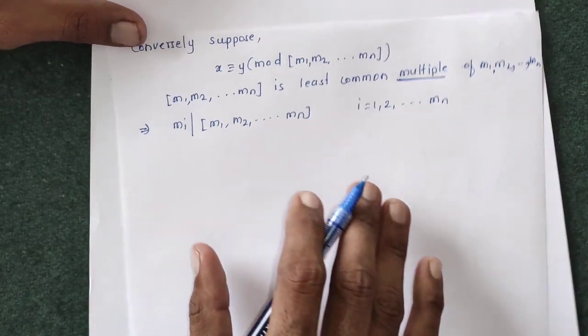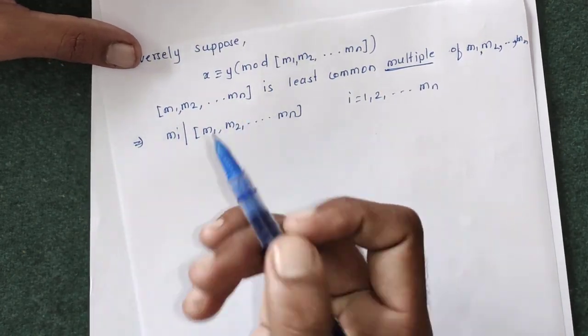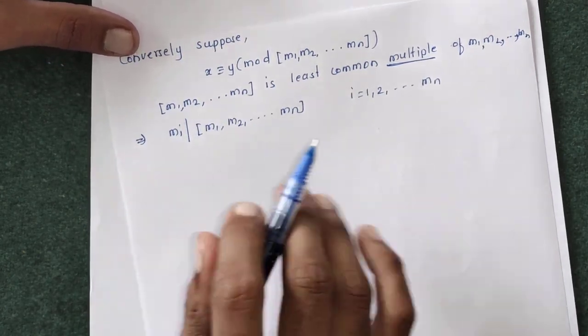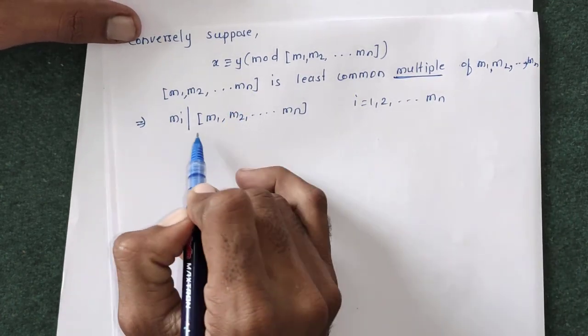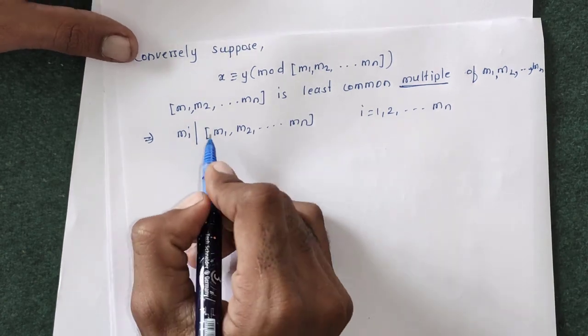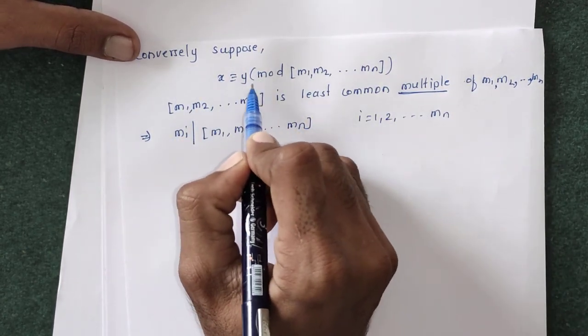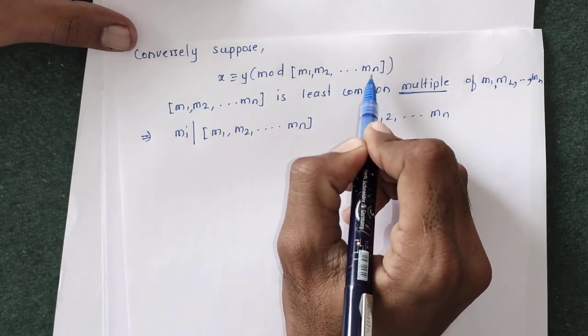Also, we are going to prove that x is congruent to y modulo mi. From this step we can't say that x is congruent to y modulo mi. For that we must prove that mi divides x minus y, but here we get mi divides this LCM, and from this congruence we have x is congruent to y modulo LCM of m1, m2 up to mn.